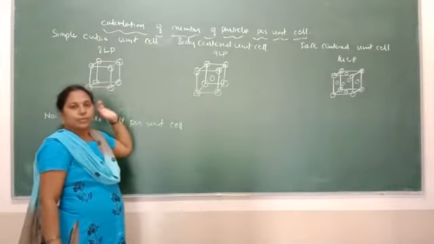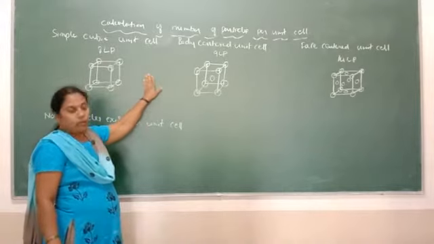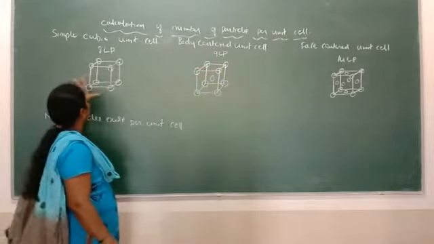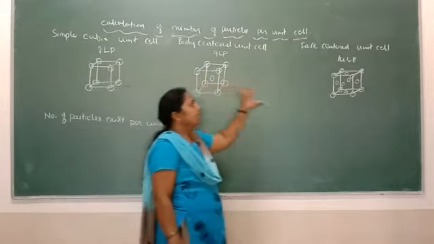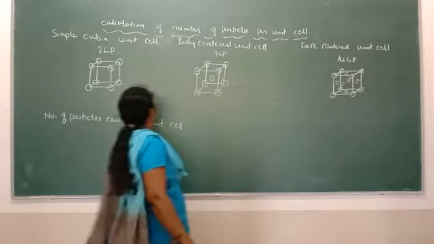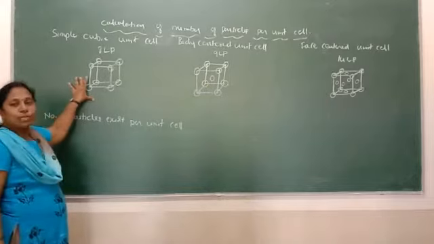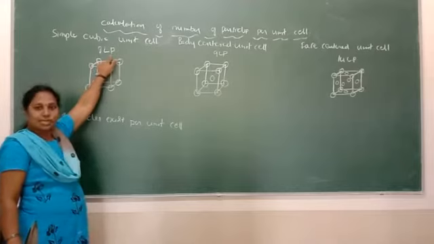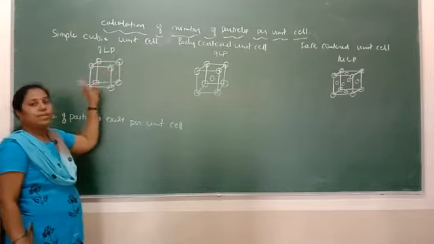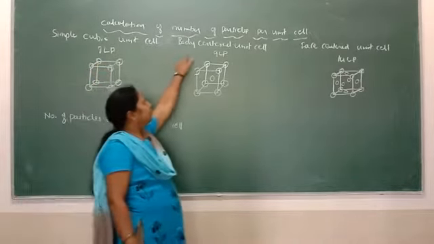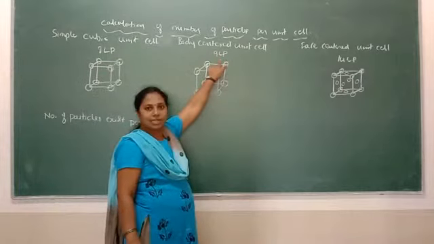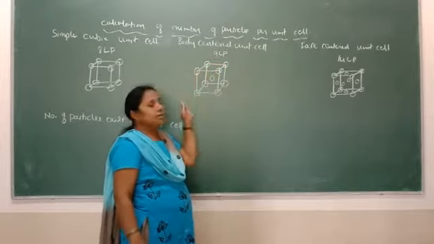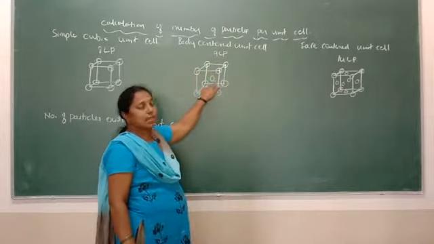Now, we will study how to calculate the number of particles existing per unit cell in case of simple cubic, BCC and also FCC. So we know that simple cubic unit cell contains 8 lattice points in which all the 8 lattice points are arranged at 8 corners of a unit cell. Next, coming to the BCC, there is a presence of 9 lattice points in which 8 lattice points are arranged at 8 corners and one of the particles exists at the center.